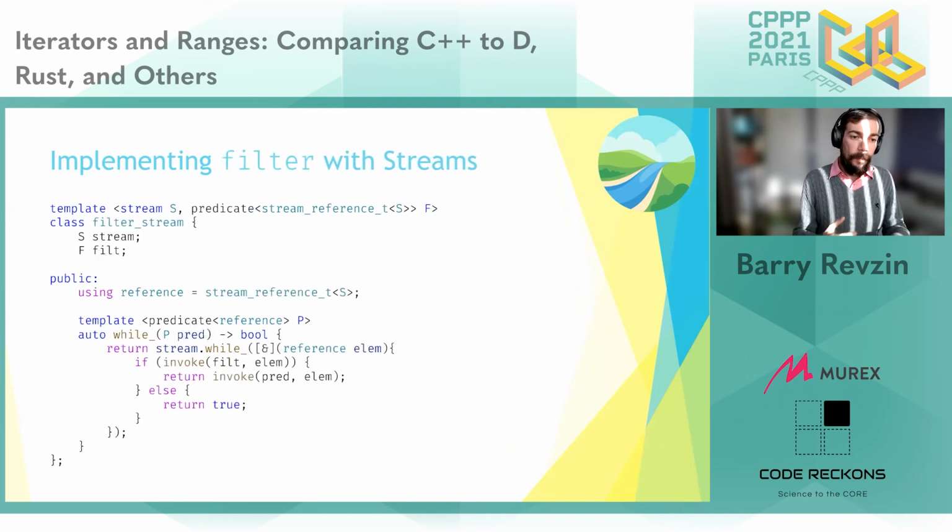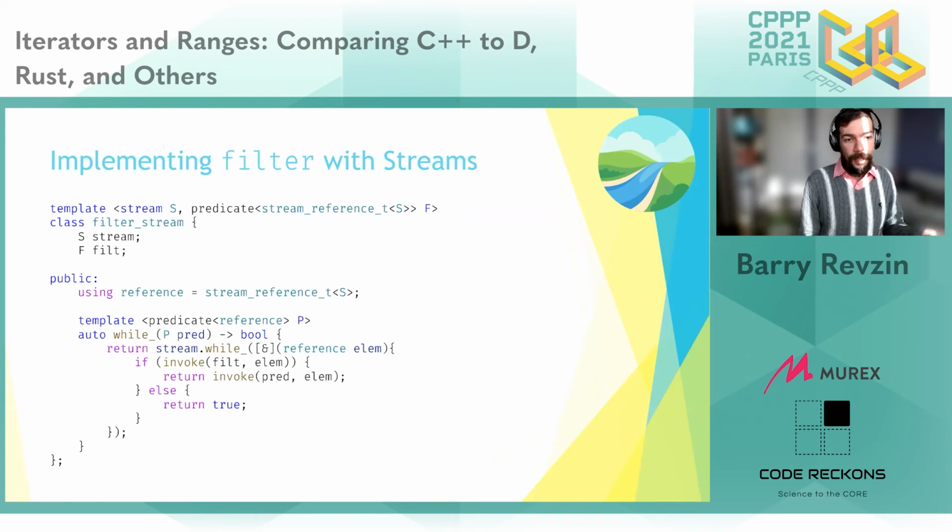Filter is likewise similar. I think actually the hardest part about implementing filter for streams is dealing with the fact that we actually have two different predicates. So we have our member predicate, which is the filter part of filter. And then we have this predicate that is passed in as the argument into while, which is just how streams work. And differentiating these two predicates, which both act on the same type, is a little bit of a challenge, because the two predicates act in different ways.